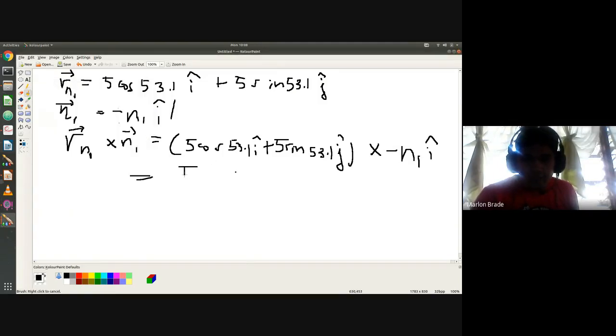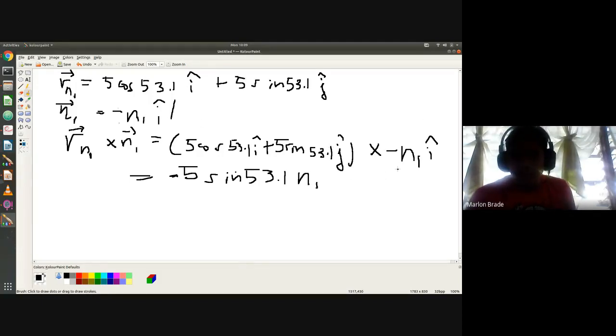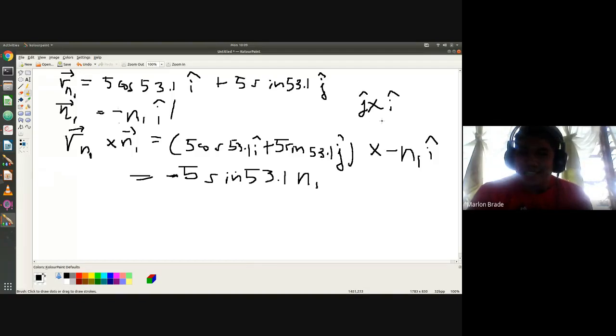So, this is 5 sine 53.1 and this is negative N1. Asang direction? J cross negative I hat. Okay, ang negative, igawas na ni. J hat cross I hat na lang. Igawas na nako ang negative. So, ang hunahunaon na lang kay J hat cross I hat.